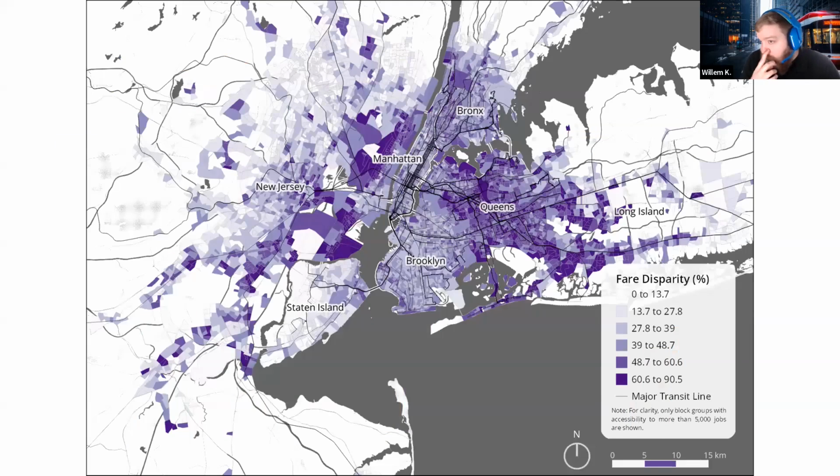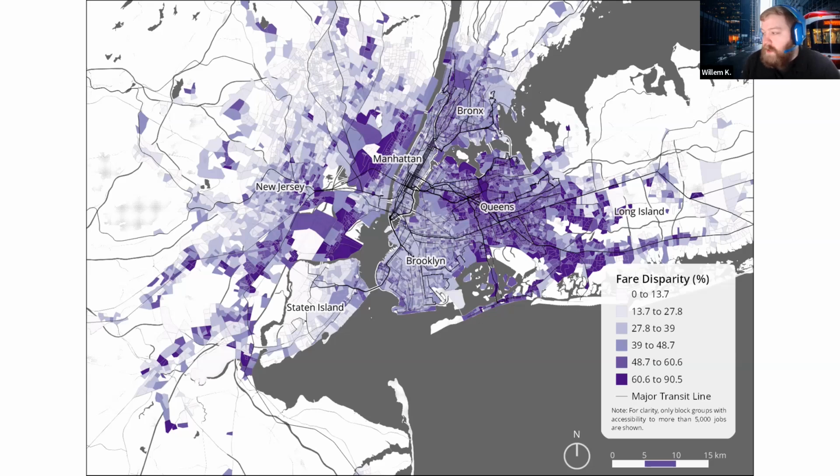You can also put them on maps. This is part of a paper that's currently under review with a number of us from the project. But again, you can put this fare disparity on maps. So darker means higher disparity, which means a larger discrepancy between what you can access with an unlimited fare versus not. And so darker purple, higher fare disparity.